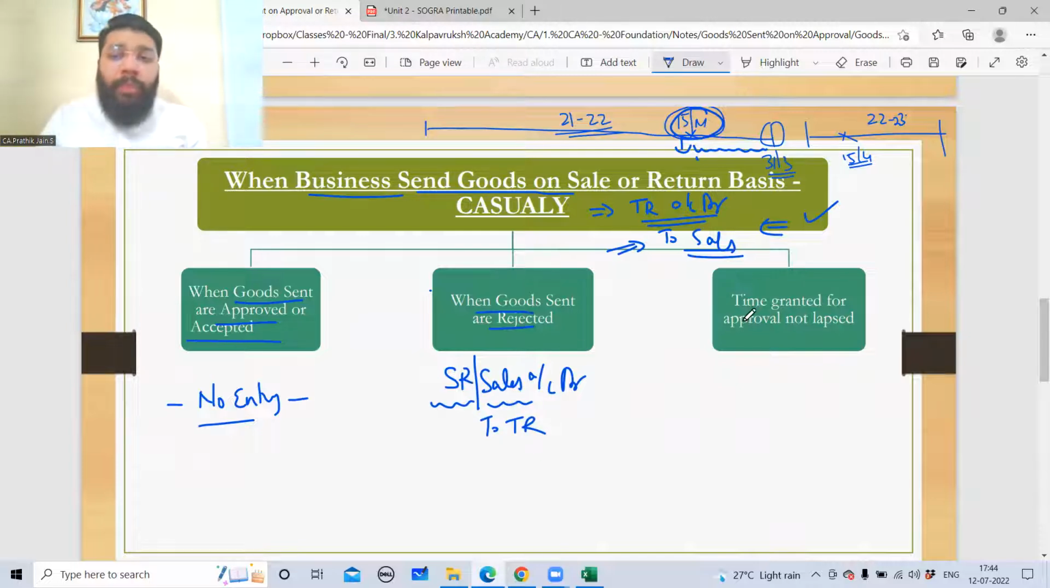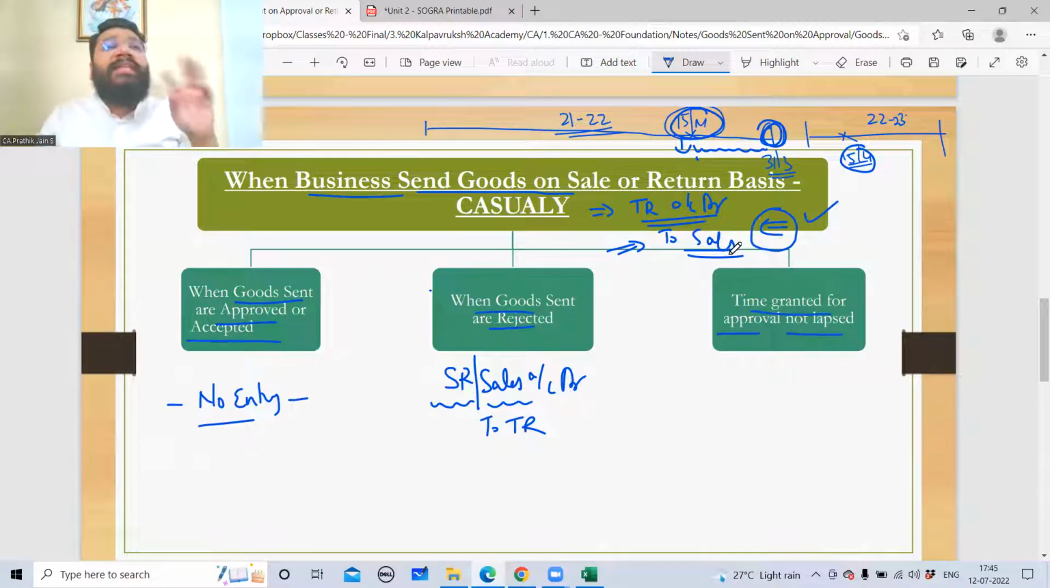Now, the third option is that as on 31st of March, we all know that the time granted for approval has not lapsed, because this customer has time till 15th of April either to accept the goods or reject the goods. So on 31st of March, there is no confirmation of acceptance or rejection coming from the customer. So what do we do as on that date? This sale entry we need to reverse, because actually the sale did not take place.